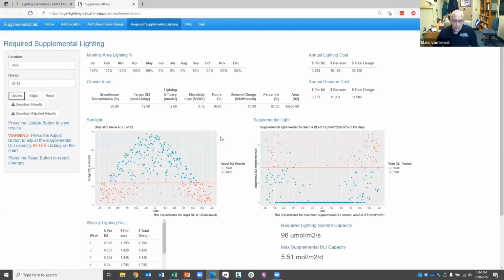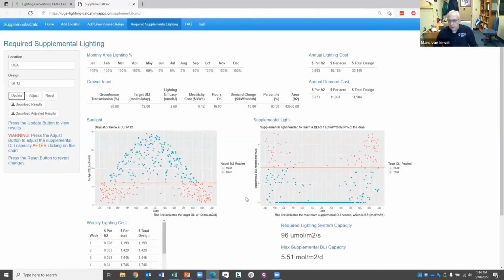Let's take a look at this graph on the middle left. This shows typical sunlight data for this particular location. Again, this is for Kalamazoo, Michigan, over the course of an entire calendar year. On days that are shown in blue, you are going to get more sunlight in your greenhouse than what you actually need to grow this crop, more than 12 moles. So you don't need to provide any supplemental lighting. The days that are shown in red are days that you don't get 12 moles per square meter per day from the sun. And so you need to provide supplemental lighting on those days.